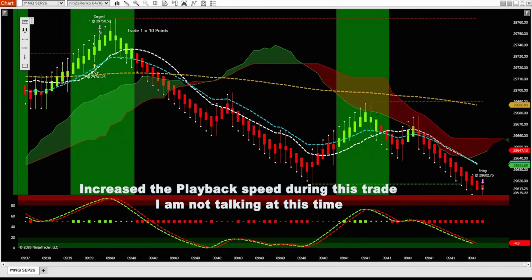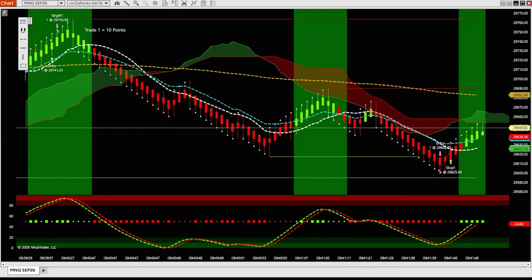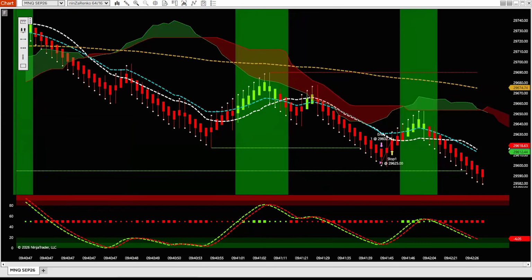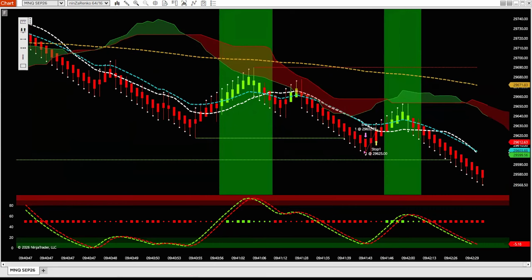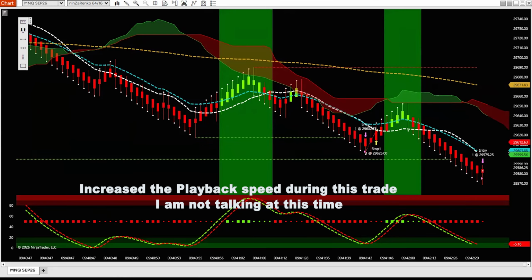I'm going to take that. And we got stopped out for a loss. All right, green is on top. We got red movement getting ready to happen here. We're going to take that trade.